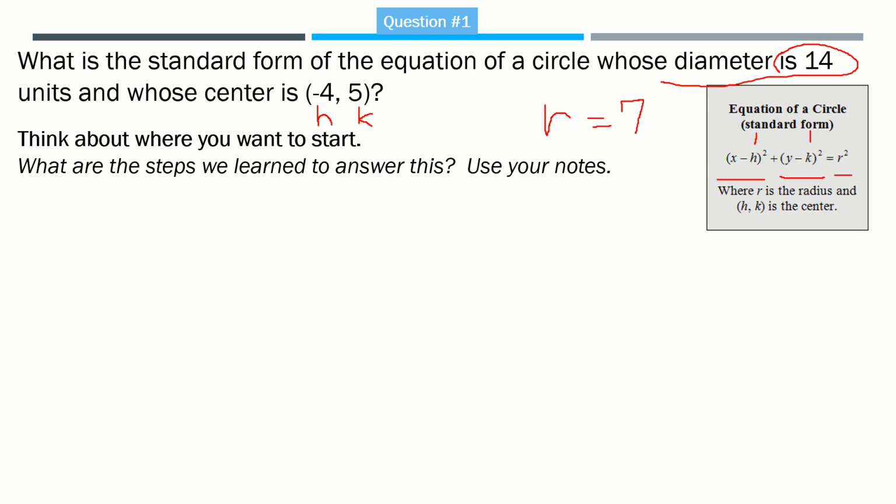All right, now we're going to just take that and plug that into the equation of a circle. So we'll start with x minus h, and we said h is -4, so we're subtracting -4 squared, plus y minus k, and k is 5, squared, equals r squared.